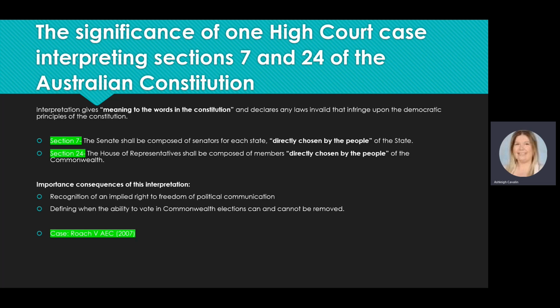What are the important consequences of this interpretation? Well, we have a recognised implied right to freedom of political communication. And also, it defines a person's ability to vote in Commonwealth elections, and that this right can or cannot be removed under certain circumstances. We will look at the case of Roach v. the AEC 2007.